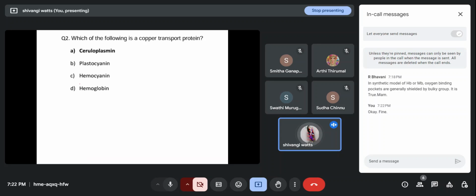So which of the following is a copper transport protein? Where is the girl who was telling? Can you unmute your mic and tell me the answer for this question?